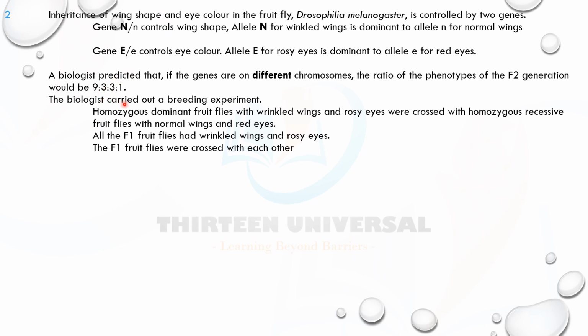The biologist carried out a breeding experiment. Homozygous dominant fruit flies, these are pure breeding, true breeding, with wrinkled wings and rosy eyes, the dominant, were crossed with homozygous recessive fruit flies with normal wings and red eyes. All the F1 fruit flies had wrinkled wings and rosy eyes. The F1 fruit flies were crossed with each other to produce F2. Table 2.1 shows the result of the F2 generation.